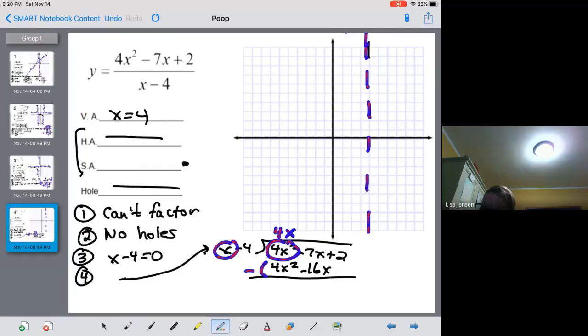So if I subtract this, that's the same as adding the opposite. So the 4x squared terms cross off, and we end up with negative 7 plus 16, which is 9. Drag down the plus 2, and we start again. What do I multiply x by to give me 9x? And that's positive 9. Now I could multiply this all out and find out what the remainder is. I don't really care. I just want to know what is my slope, it's 4, and what is my y-intercept.